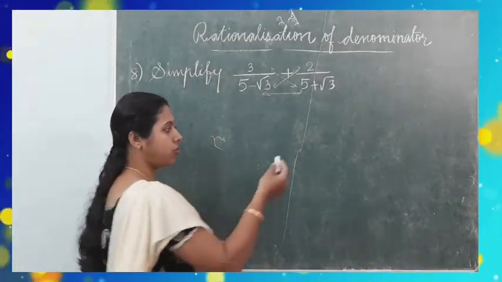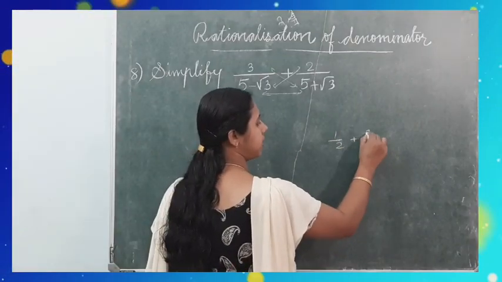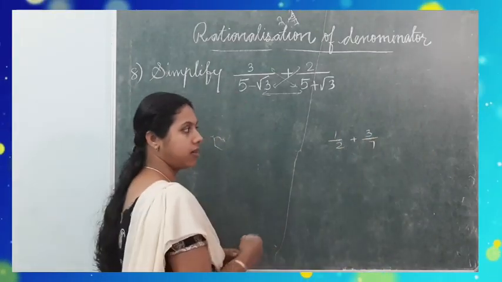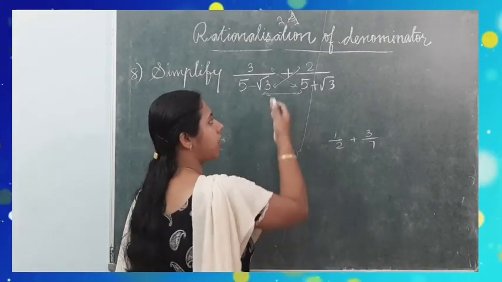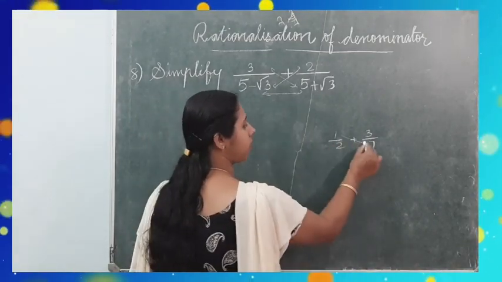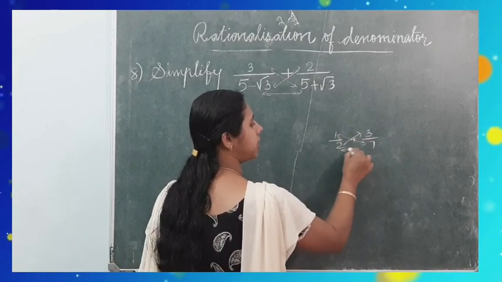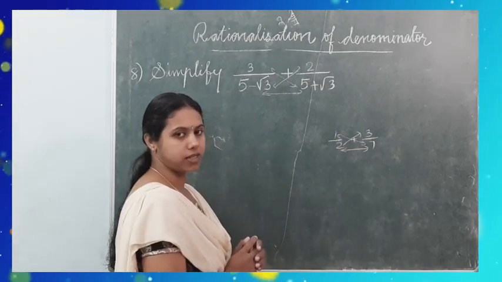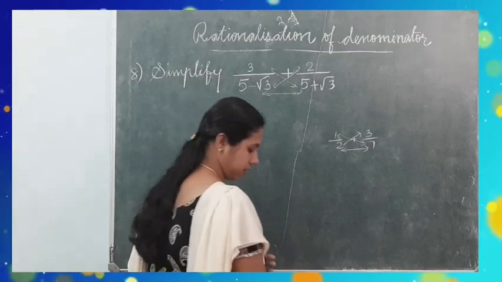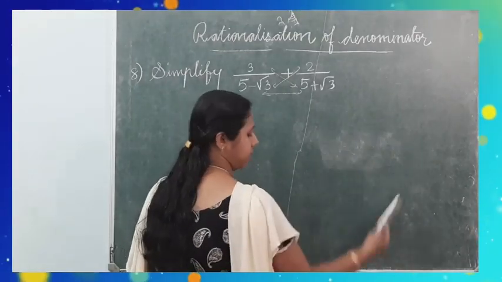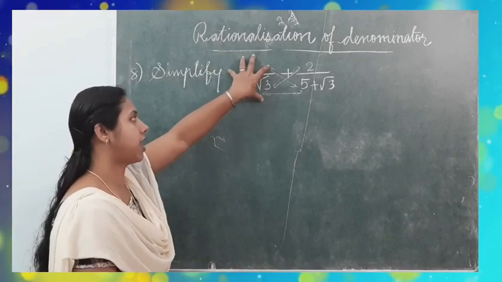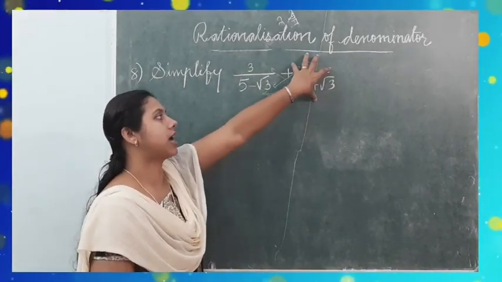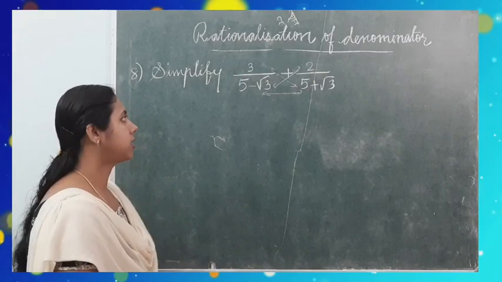You know how to add 1 by 2 plus 3 by 7, is it? We take the LCM and add. The same way here also you can add, using cross multiplication and multiplying the denominators. So you can do it both ways. Now here I am first rationalizing the first term, then rationalizing the second term.